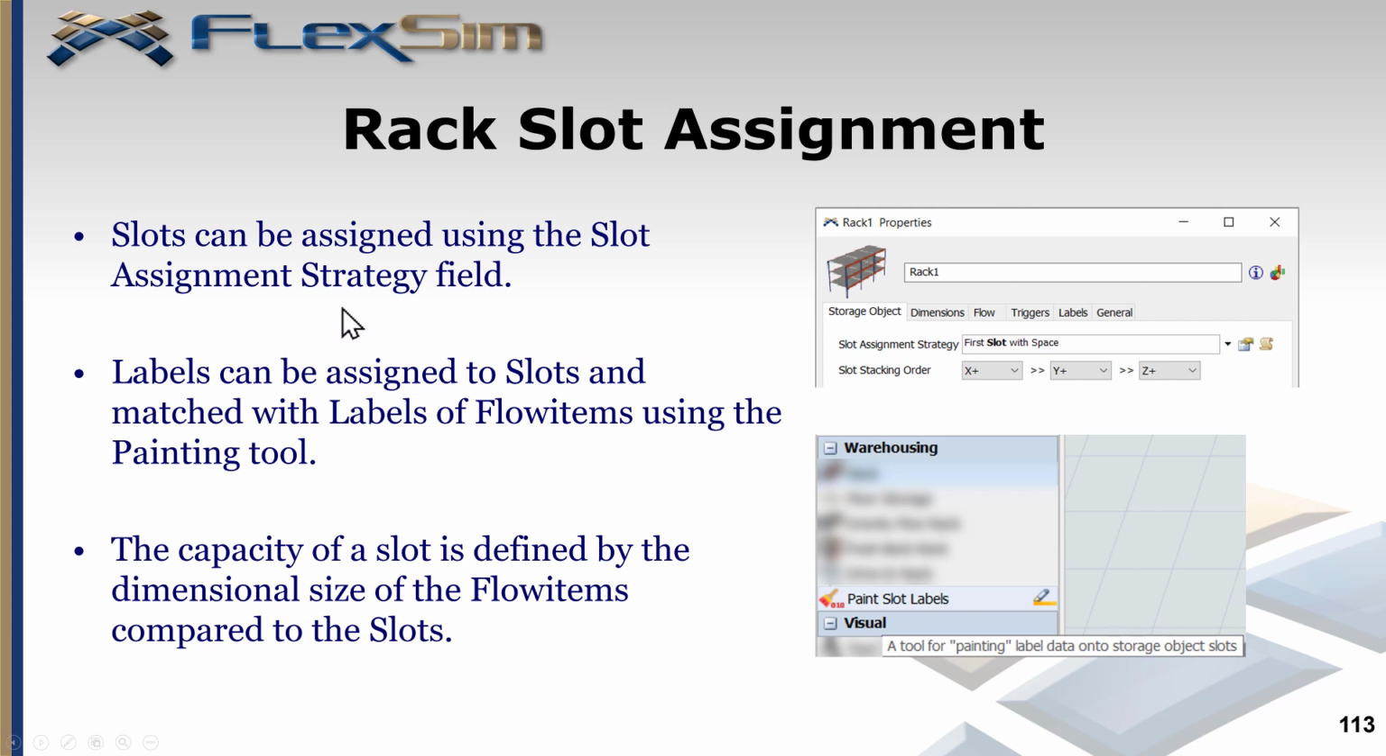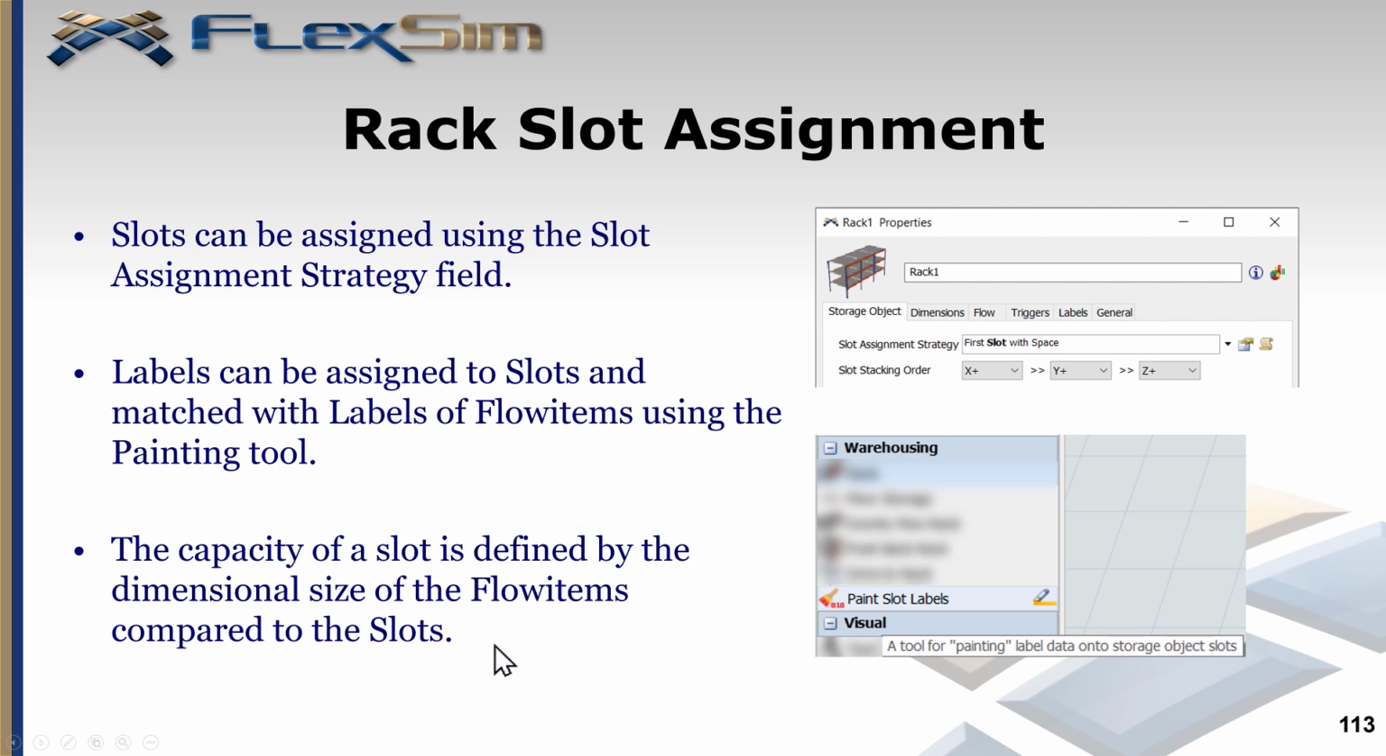And to assign labels to slots in the rack, you use the painting tool. That is found in the 3D Object Library, in the warehousing group. It's called Paint Slot Labels. It's a tool for painting label data onto storage object slots. It makes it easy to create different storage locations for different part types. The capacity of a slot is defined by the dimensional size of the flow items compared to the dimensions of the slot.